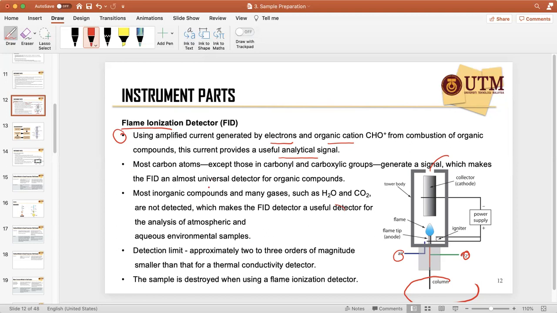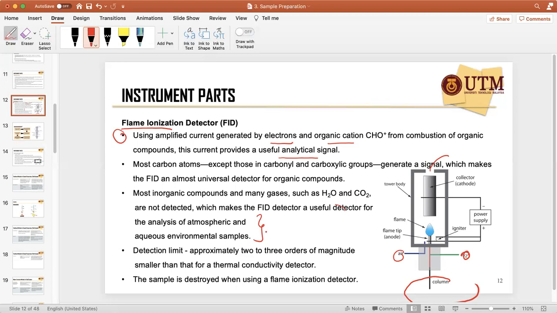So it is much more specific, but it is also universal because it is using flame, where most organic compounds will all combust, they can burn. Most inorganic compounds and many gases such as H2O and CO2 are not detected, which makes the FID a useful detector for the analysis of atmospheric and aqueous environmental samples. So whenever you are using FID, you need to know that most inorganic compounds would not be detected by FID because they are not combustible. And most H2O and CO2 also would not be detected. So it is useful for this detector to be used in the analysis of atmospheric samples and also environmental samples.